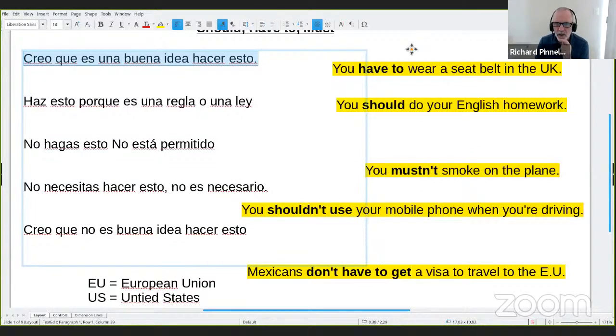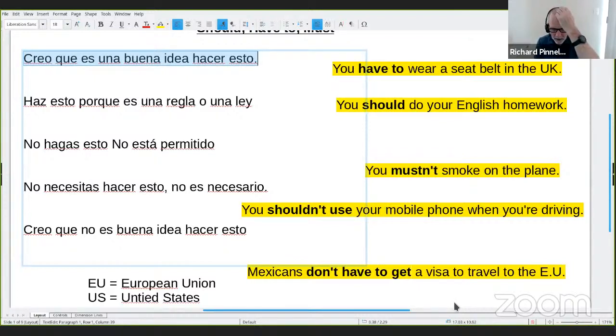El tercero será, you mustn't smoke on the plane. Que no, eso no es la respuesta. No, that's not the right answer either. You have to. Creo que es una buena idea hacer esto. ¿Cuál de esos? Es como una recomendación. ¿Cuál de las frases en amarillo es como una recomendación?